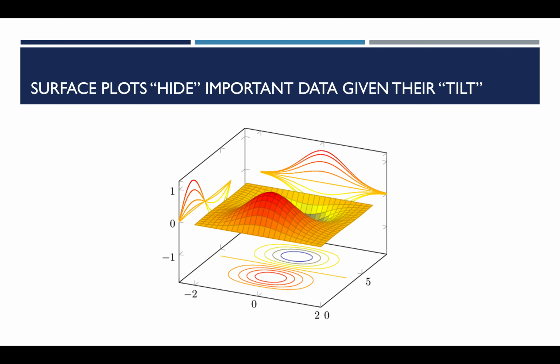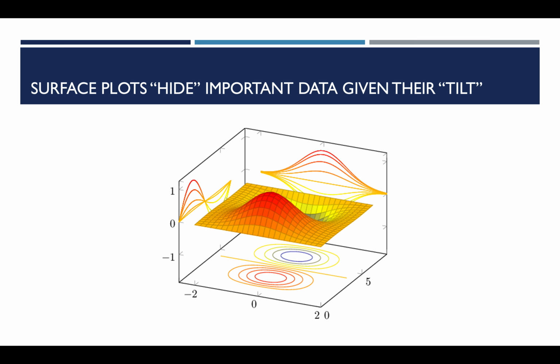Surface plots hide important data because of their tilt. If I were to present this, I would think, hey, that's really cool. But if I wanted to know the value of a point that's behind this curve or this hill, it would be really difficult for me to figure out what that is. This data point, let's say back here, which is maybe like -1, 5, this data point, moving it up, I don't actually know what that is.